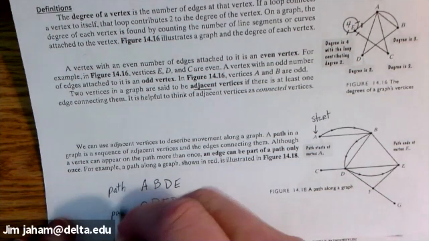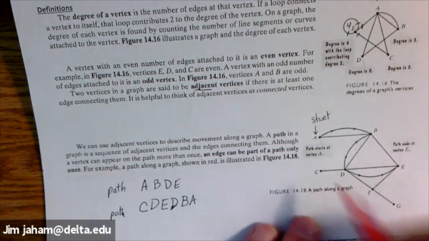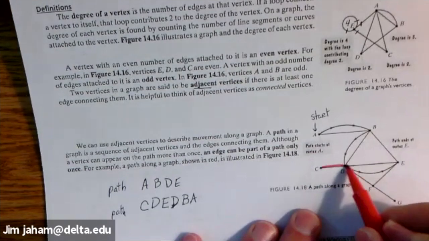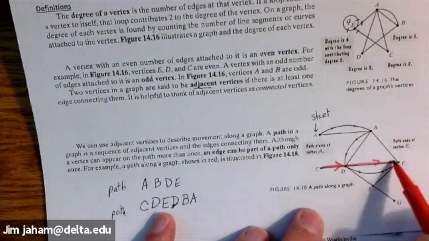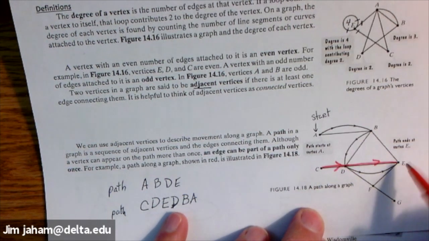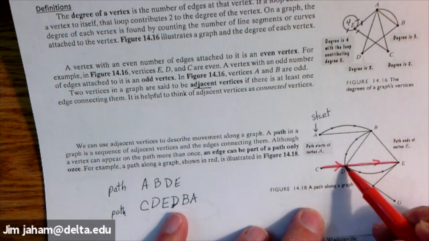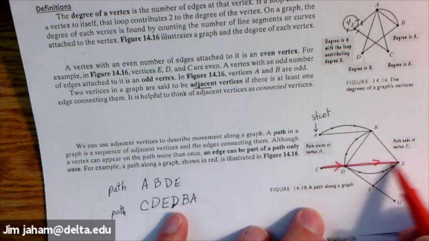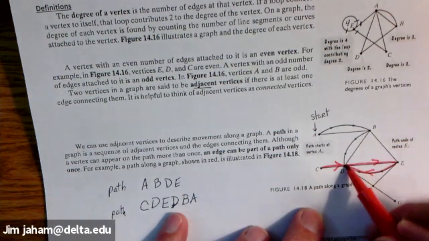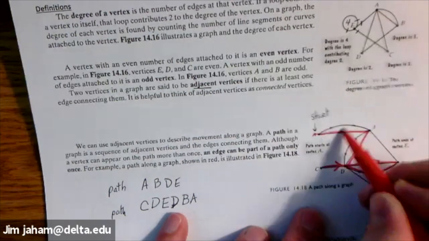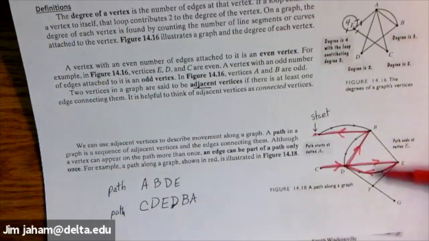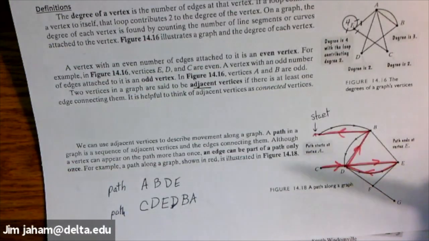And so let me draw it for you. We start at C, and then we go to D, and then we go to E, and then we go back to D. But notice there's another edge going back to D, so we don't have to go back on this one. We're going back on this one. D, and then B, and then A. Because there are two edges going from D to E, we don't have to backtrack. And so this is a legal path.